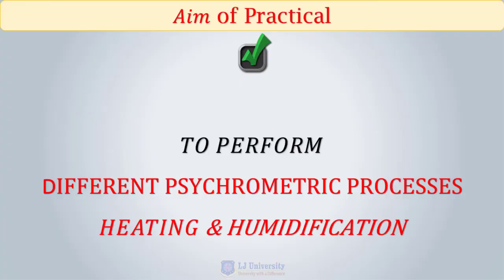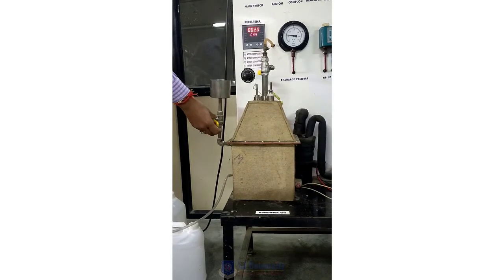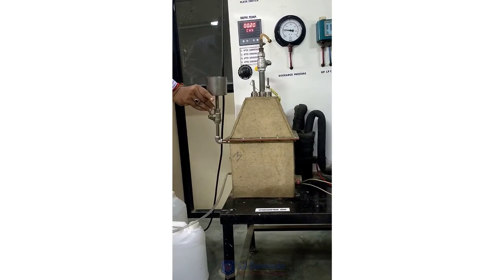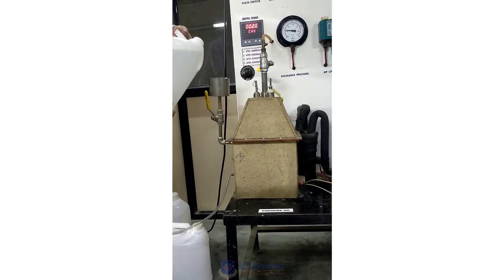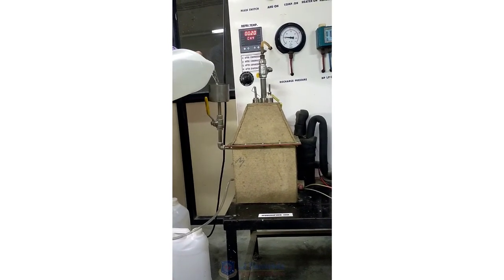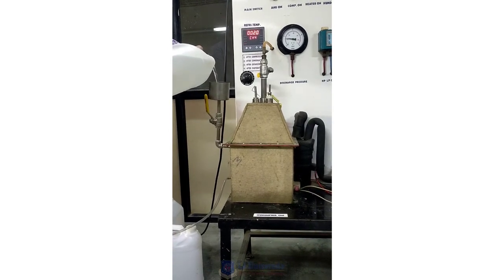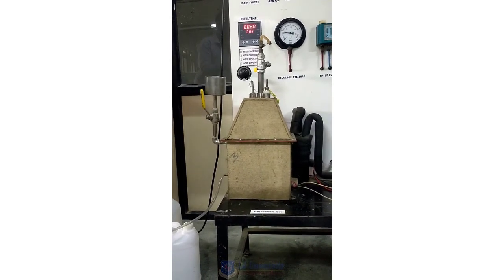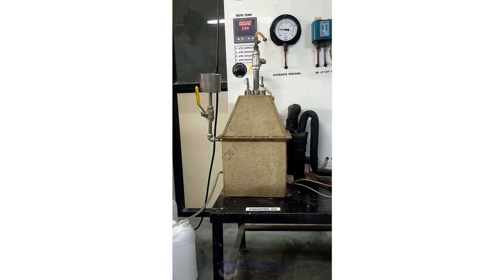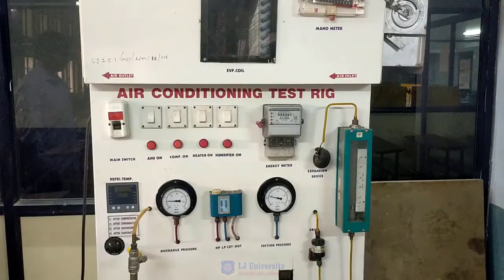The aim of this practical is to perform different psychrometric processes, heating and humidification. So for humidification we have to add water into the humidifier. In the humidifier, the heater will create steam from the water, and that steam will flow in the evaporator, which humidifies the inlet air.